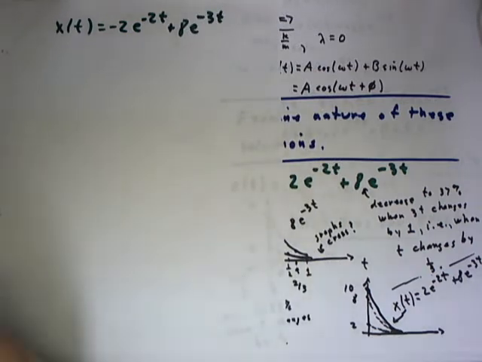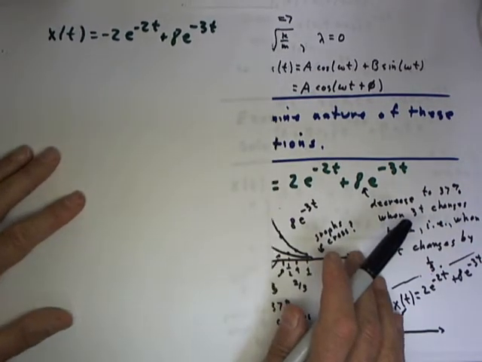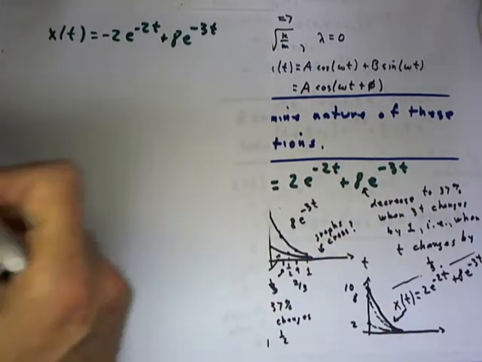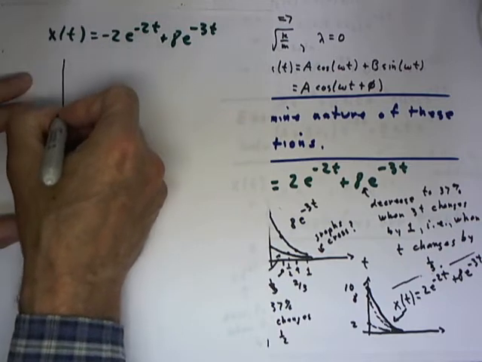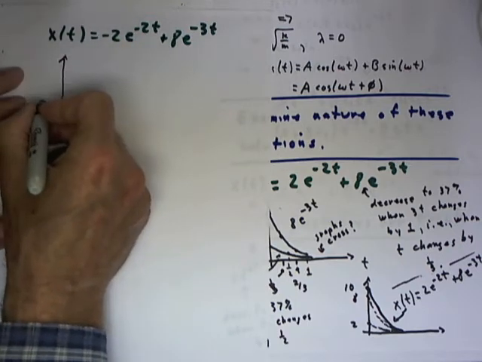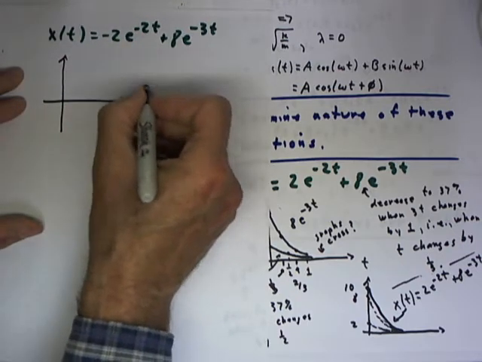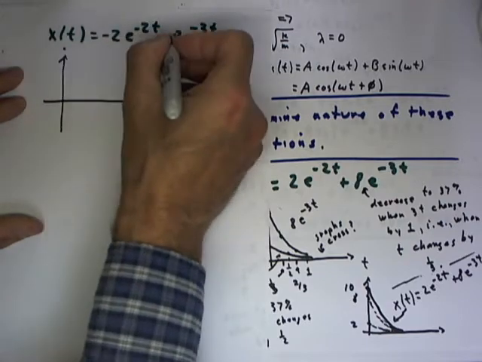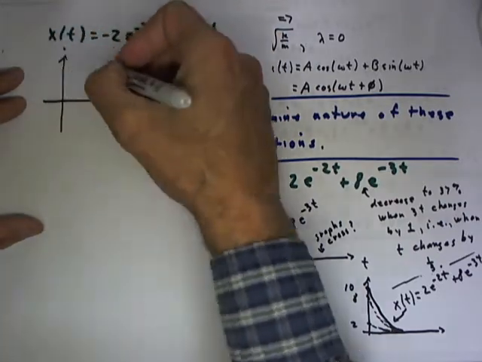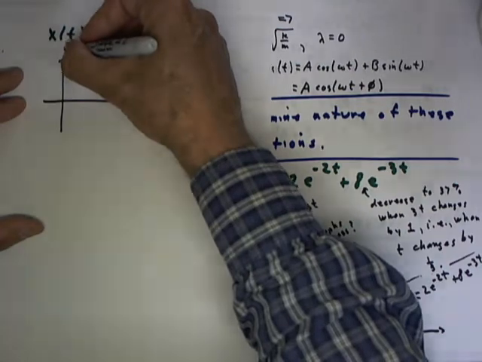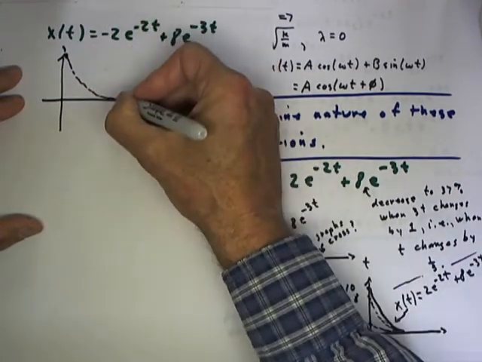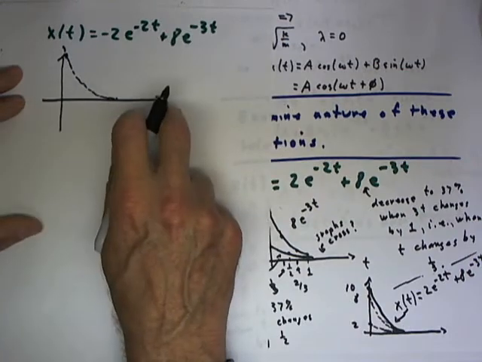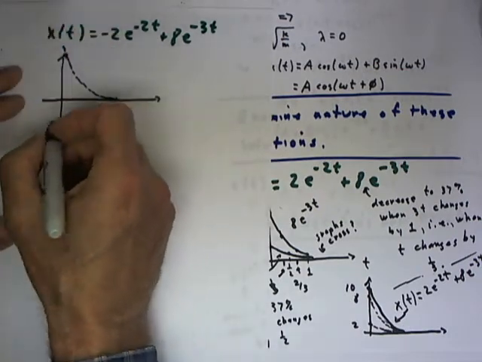Without going into a lot of discussion, it should be pretty clear that the graphs of these two component functions are going to behave something like this. The 8e to the negative 3t function is just what we saw previously. It decreases rapidly toward the t-axis, but starting at a value of 8.